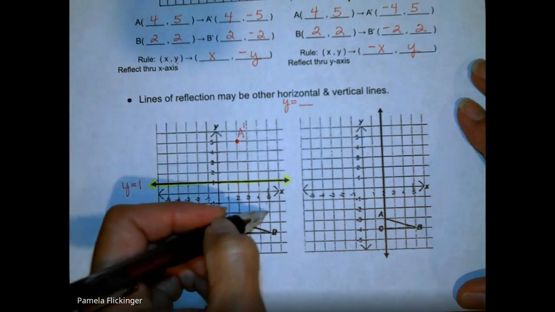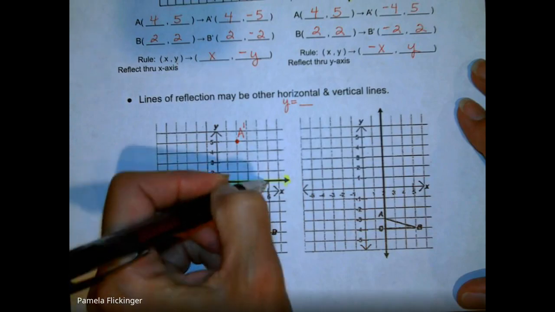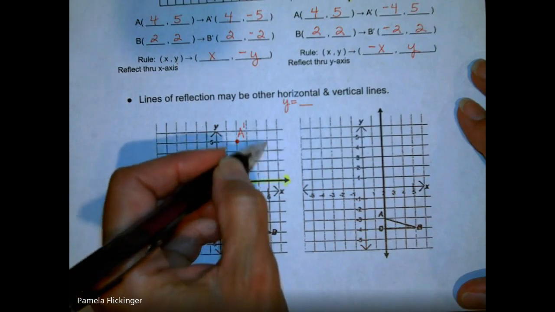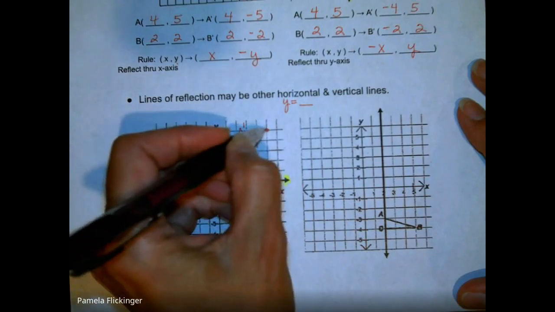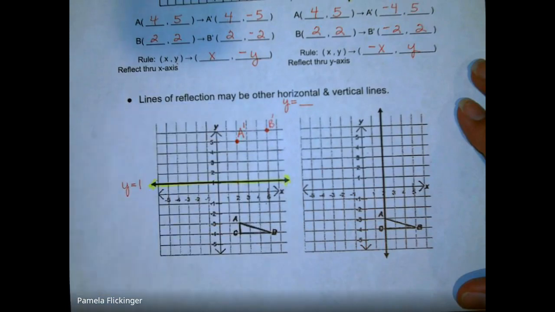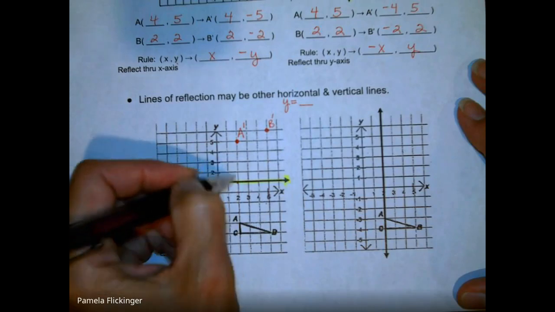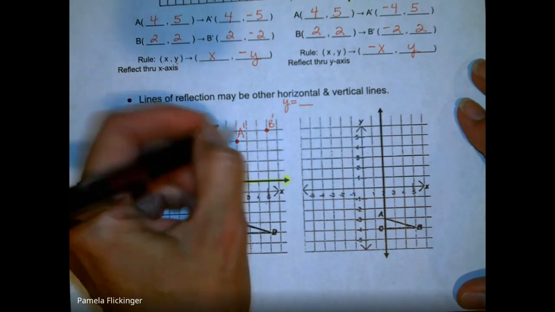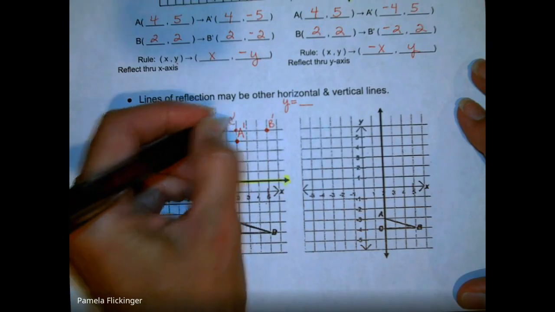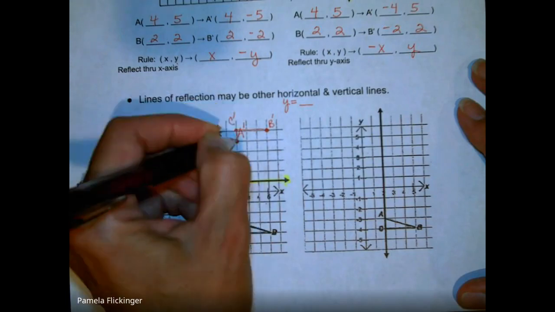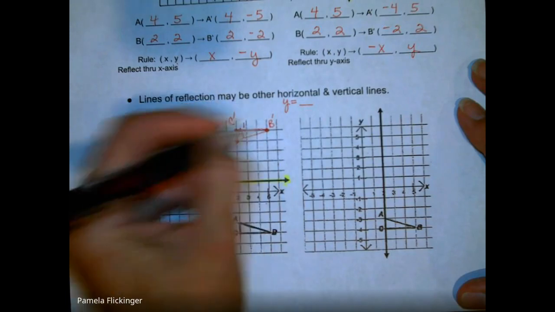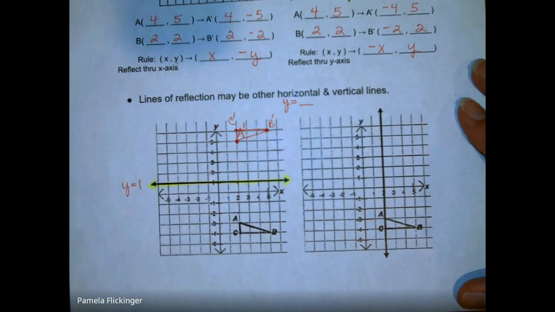B is 1, 2, 3, 4, 5. So we're going to go 1, 2, 3, 4, 5. There's B prime. And then C, 1, 2, 3, 4, 5. And when we connect, we have our reflected triangle.